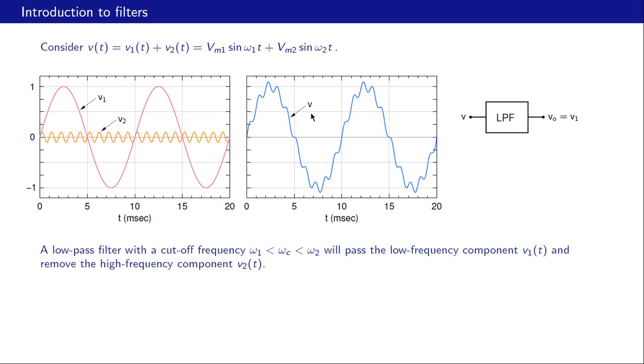Now our input voltage is composed of two frequencies, this low frequency and this high frequency. And if we choose the cutoff frequency of the low pass filter to be somewhere in between these two frequencies, then what will happen is this high frequency component will get rejected and only the low frequency component will get passed, and therefore at the output we will have VO equal to V1, that is the low frequency component.